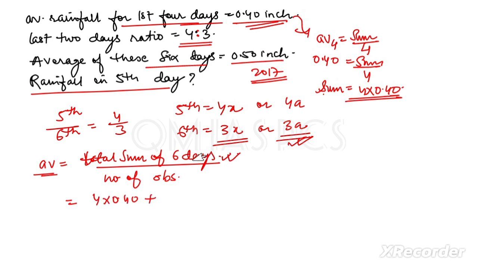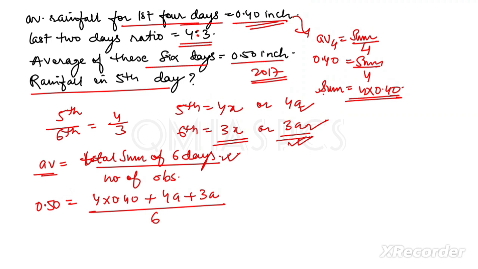And what about the fifth and sixth days? The fifth and sixth days are 4a and 3a. And the total number of observations is about the 6 days, so it will be 6. And what is the average of 6 days? It is 0.50. Tell me if there is any confusion in this part.